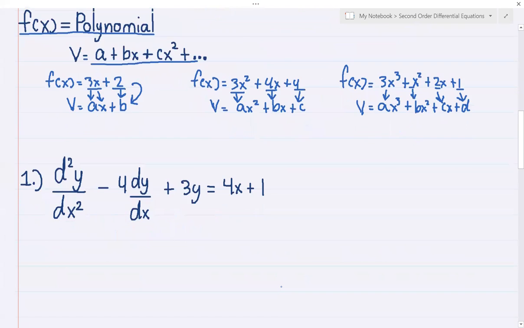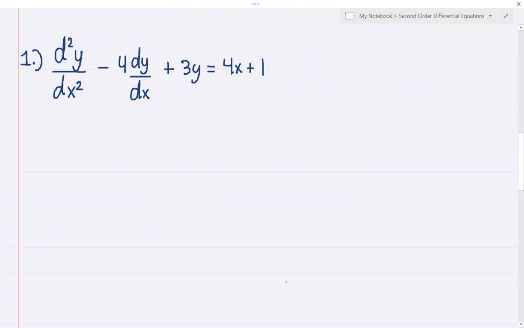Now let's apply it in this example here. So we have d squared y all over dx squared minus 4dy all over dx plus 3y is equal to 4x plus 1. So as always, your general solution is y is equal to u plus v. Now let's find your u. Wait, they're supposed to be in uppercase letters. So y is equal to u plus v. So let's get your u first.